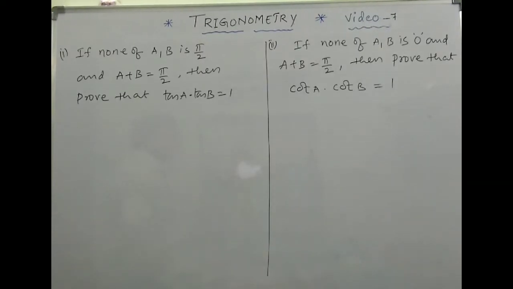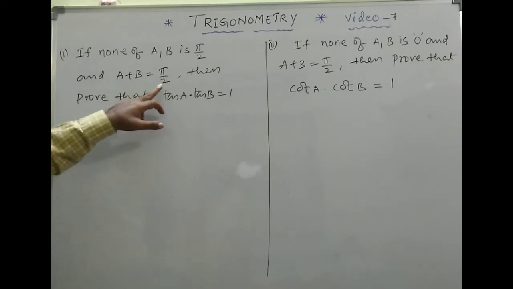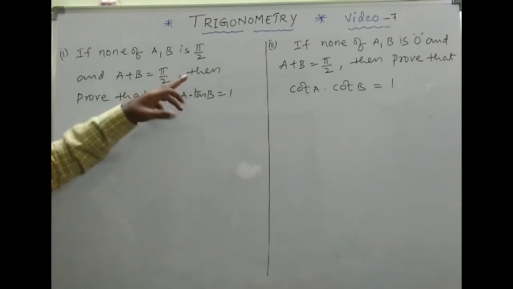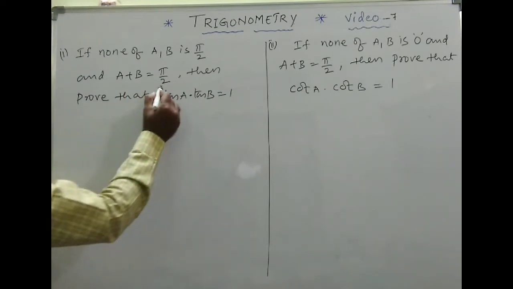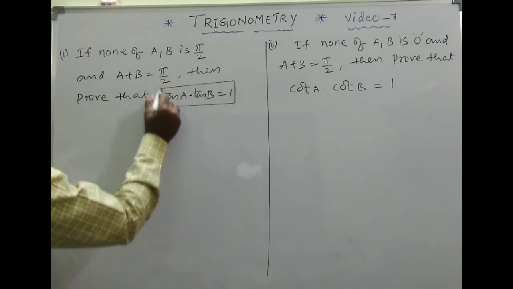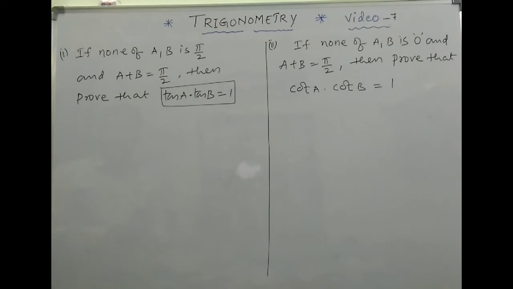See this. If none of A, B is 90 and A plus B is equal to pi by 2, then prove that tan A into tan B is equal to 1. Very important result. So let us see how to prove this.